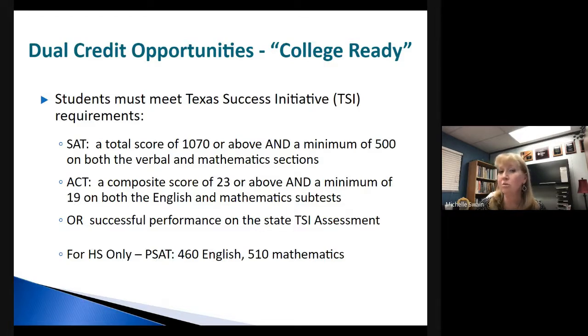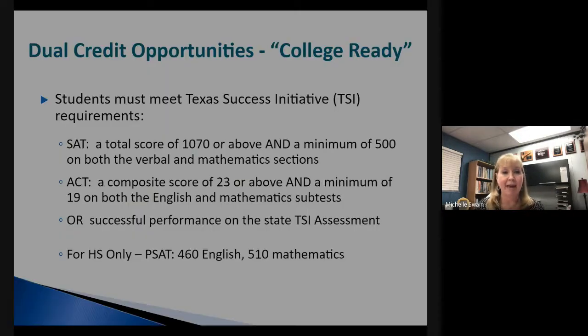For high school students only, they can also demonstrate college readiness through performance on the PSAT. So that's again where that PSAT and NMSQT that they take their junior and senior year becomes important, because it plays into this eligibility to be able to take these courses without having to go and take the TSI assessment. So that would be a 460 in English, a 510 in mathematics.